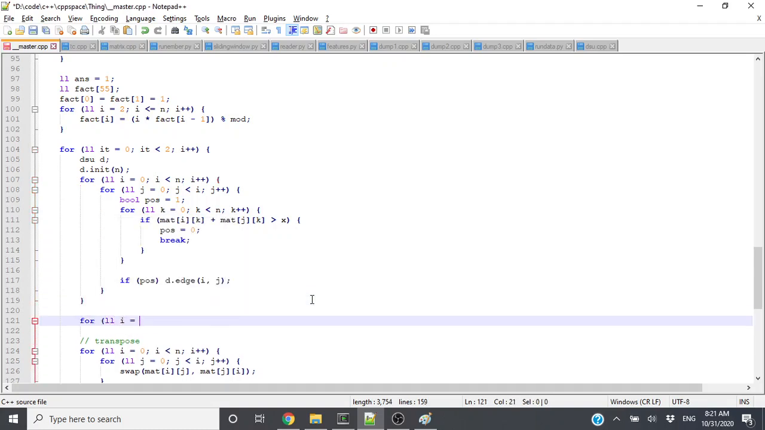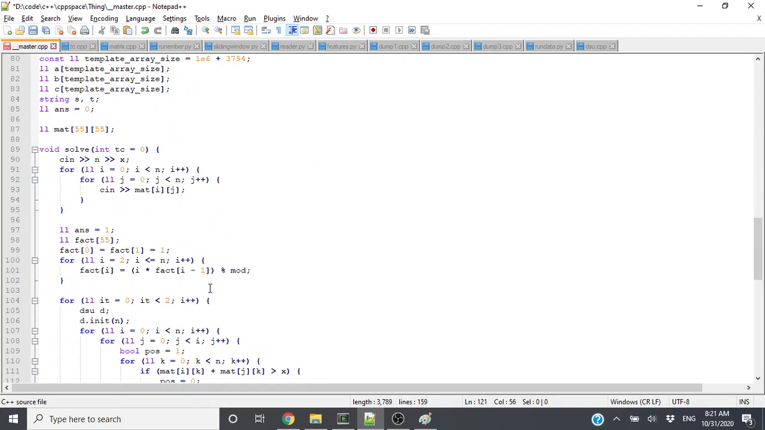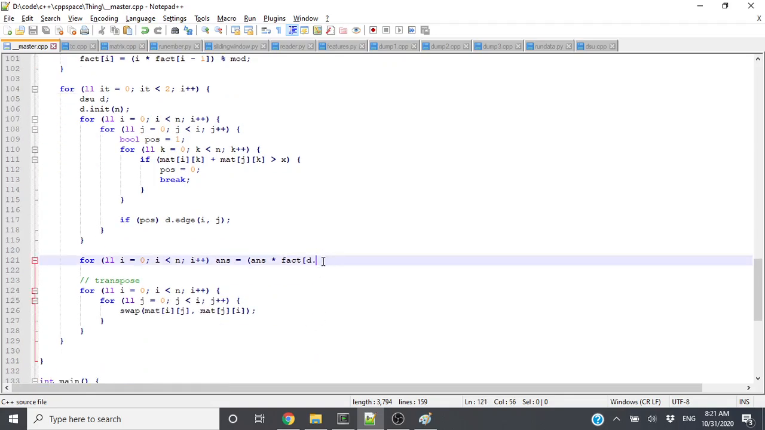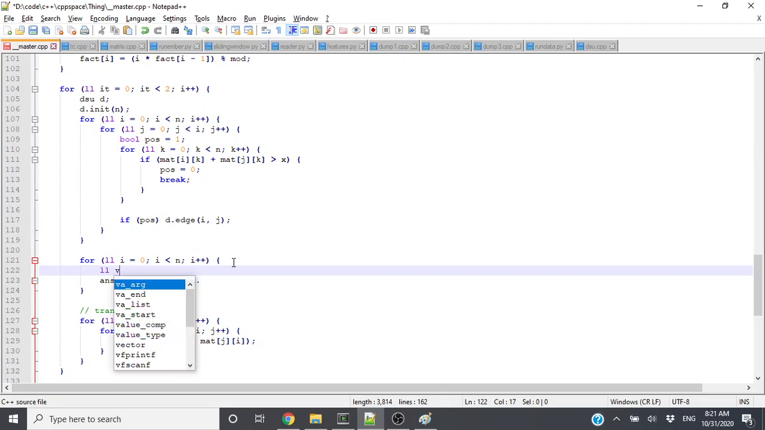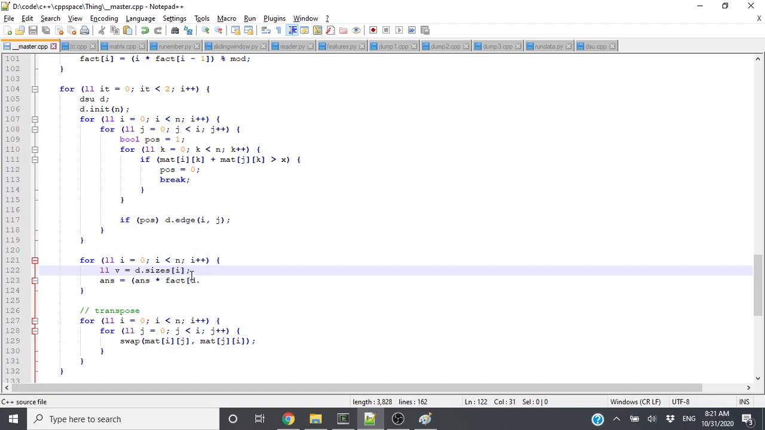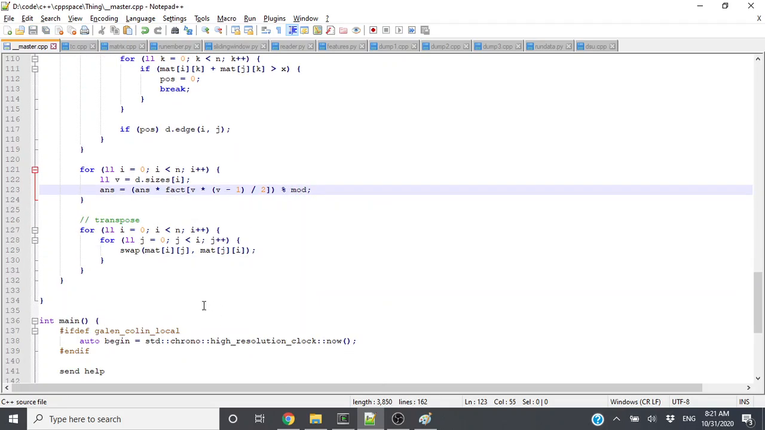Then for, it seems to be like 50 squared about, it's more like 1,000, but I don't really care. V equals D dot sizes, specifically i, the component, V times V minus 1 over 2. This will be at least 0, so that works.